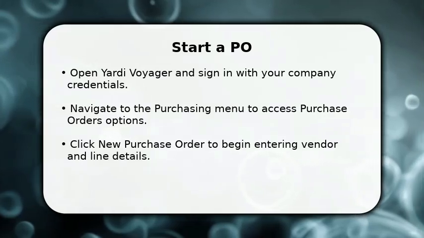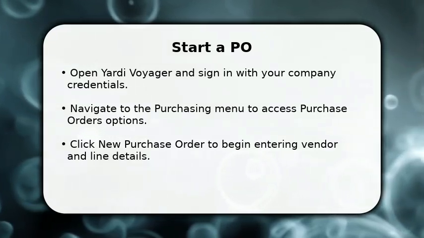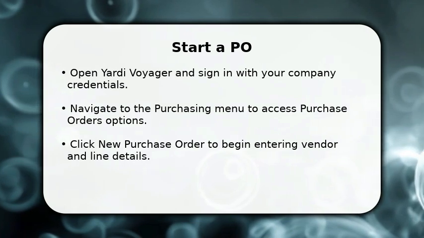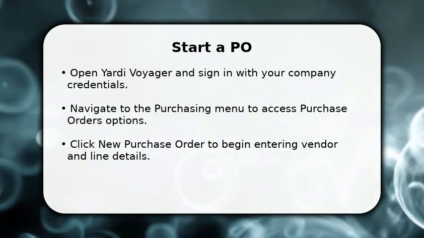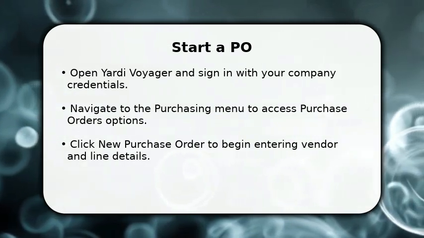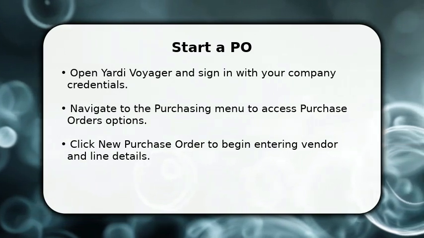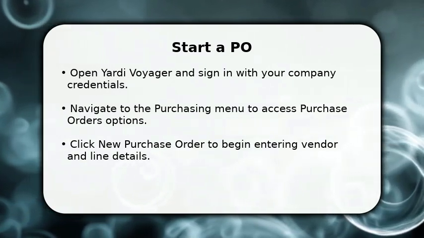In this video, I will show how to create a PO in Yardi Voyager. Open Yardi Voyager and navigate to Purchasing, then click New Purchase Order to begin. Enter vendor info, invoice terms, and allocate the items or expense accounts for each line.